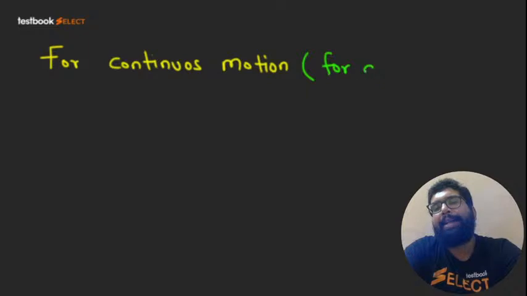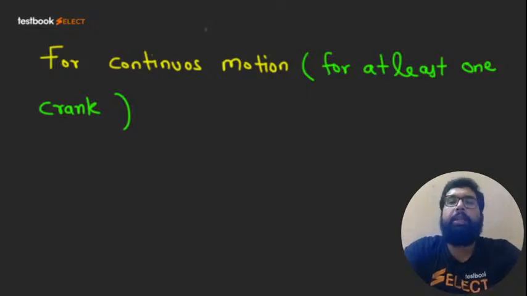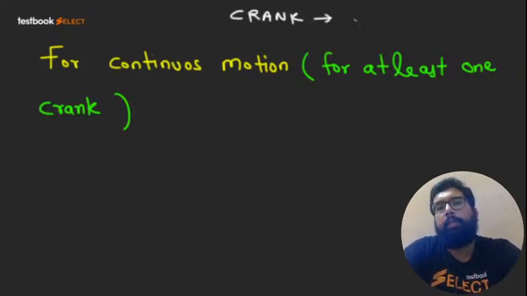For at least one crank in a 4-bar chain mechanism for continuous motion. So what do we mean by the crank? Crank is something which makes complete rotation in your mechanism. So crank refers to the link which rotates completely.